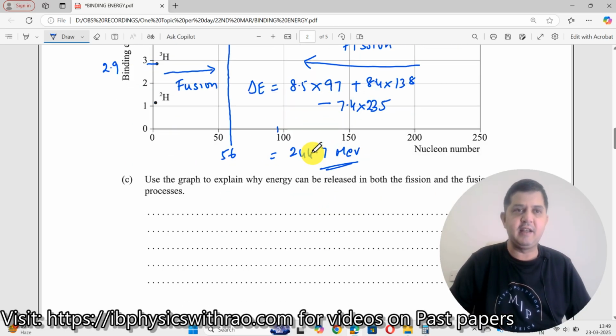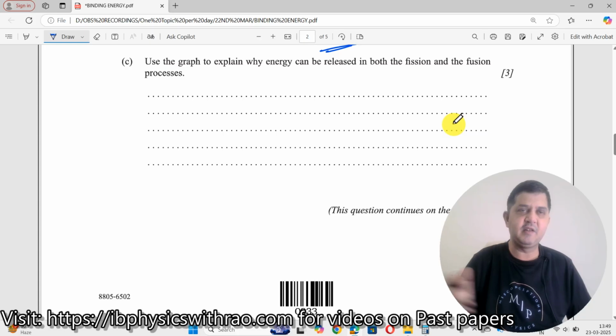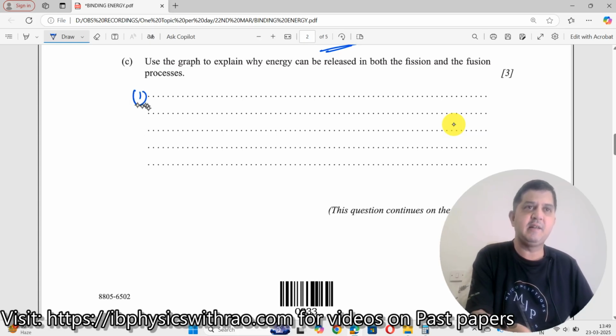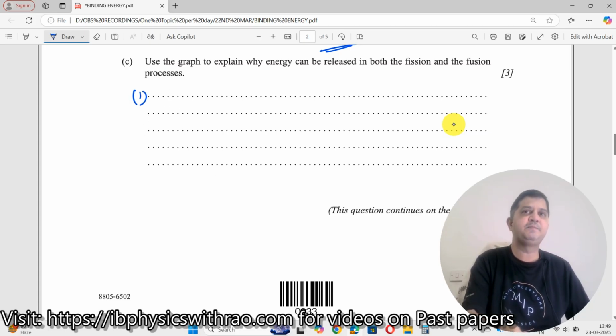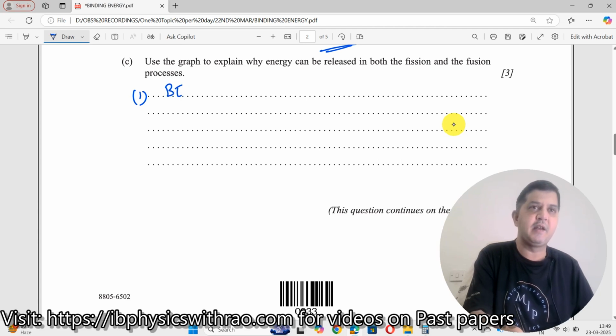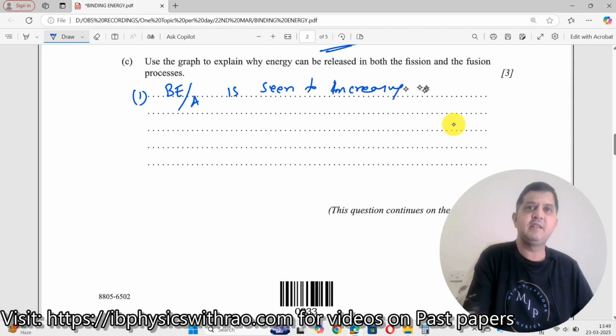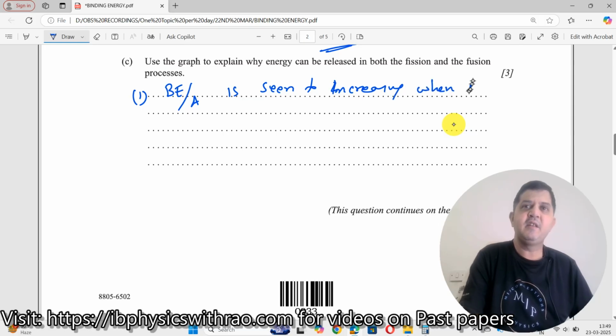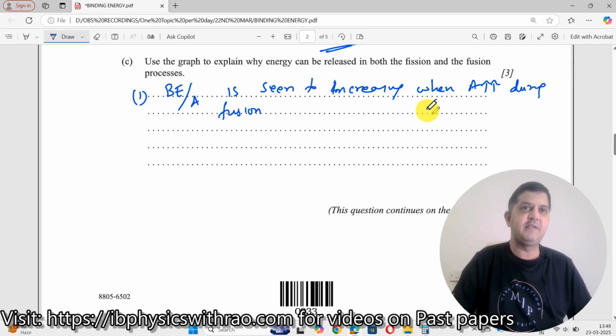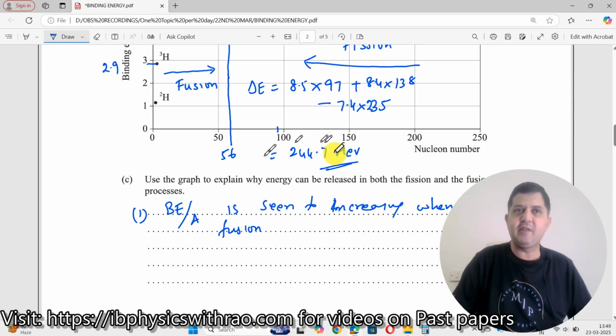Now how much do I write here? Now these are 3 marks. The first mark can be given for saying why this happens: binding energy per nucleon is seen to be increasing when A increases during fusion. I have just shown an example. If you have time, you can write this example.